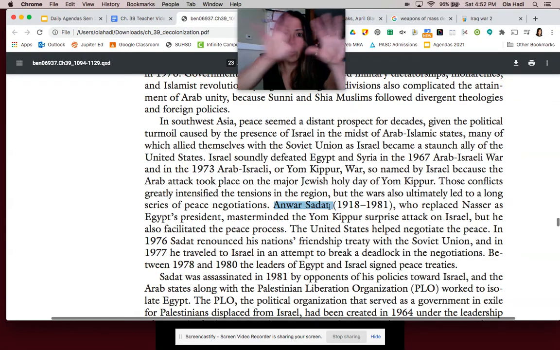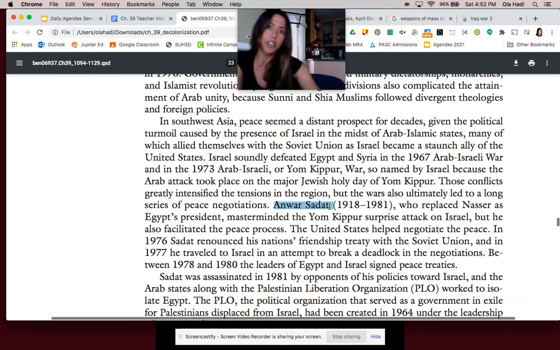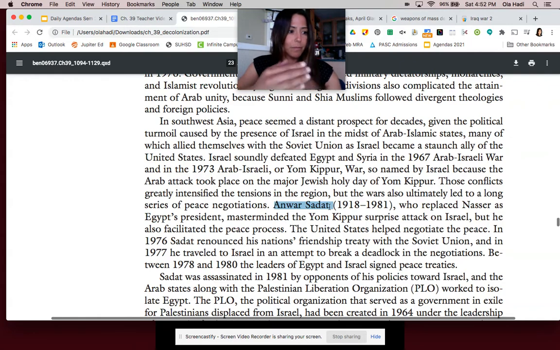So around Israel are other Arab countries that are very interested in the rights of the Palestinian people to return and fairness for the Palestinian Arabs. Okay, so when Gamal Abdel Nasser was in power, he was very much into the rights of the Palestinian people and had a negative relationship with Israel. Anwar Sadat, who is going to succeed Gamal Abdel Nasser as the leader of Egypt, masterminds or is behind the Yom Kippur surprise attack.